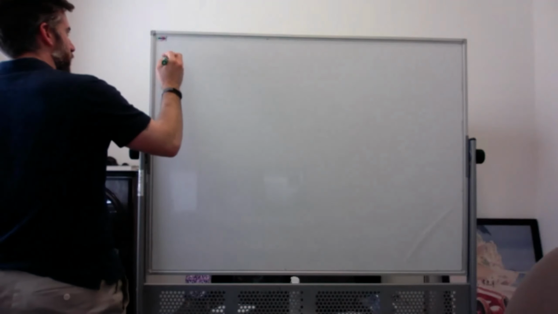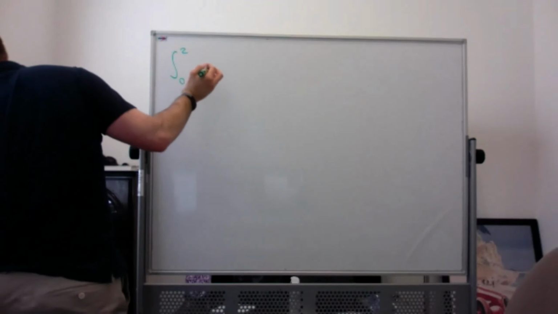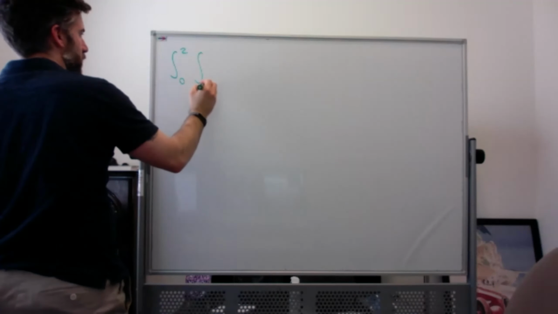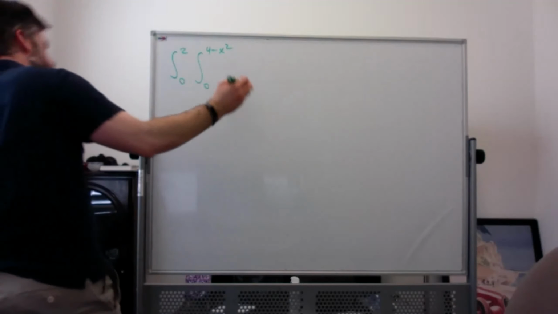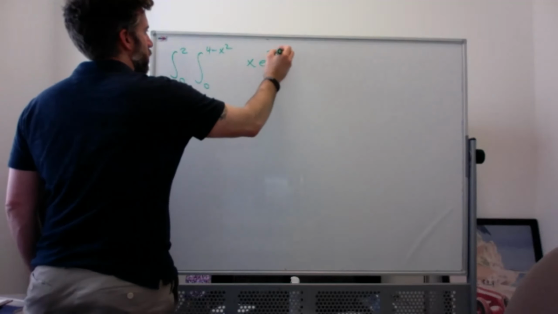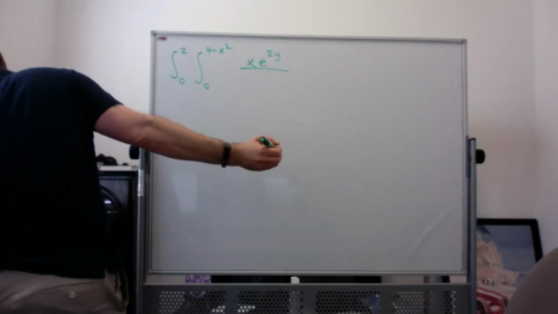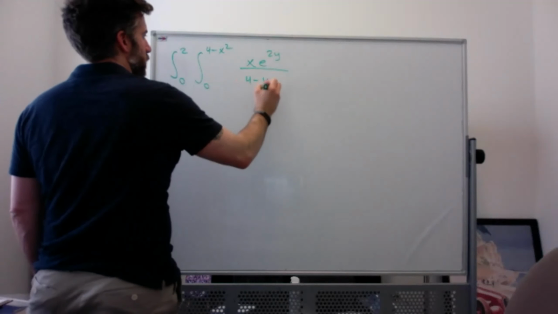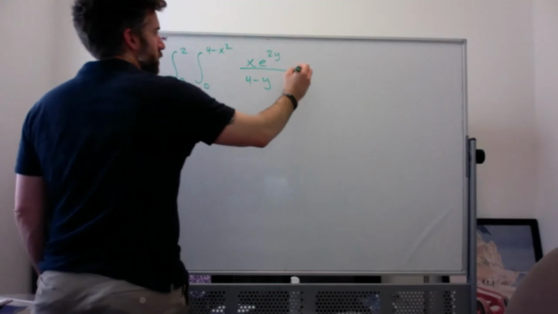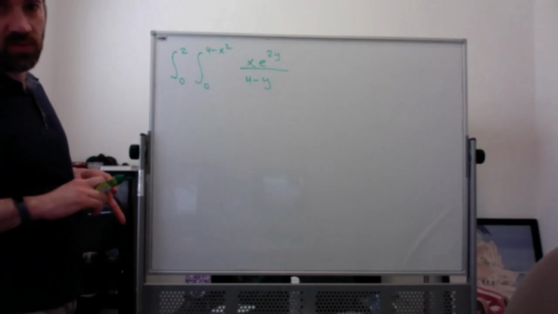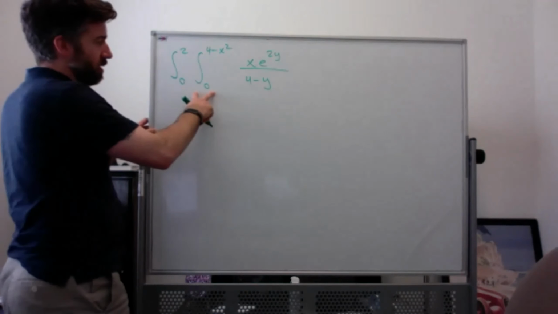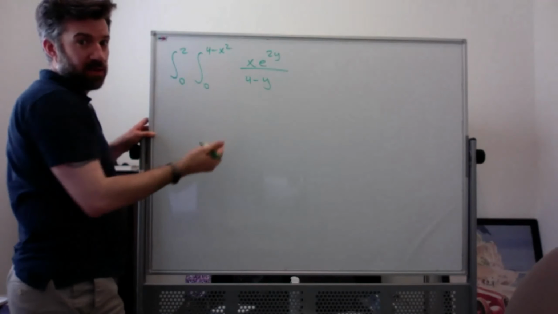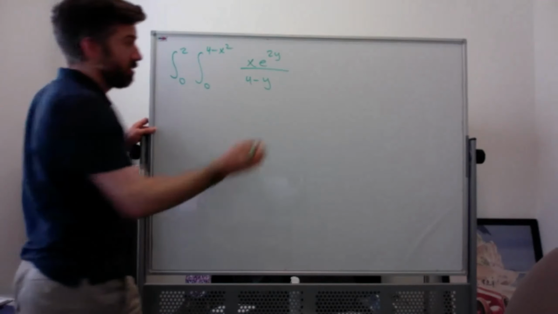Let's start off with a fun one. Let's do this integral. Integral from 0 to 2, and then from 0 to 4 minus x squared, x e to the 2y divided by 4 minus y, dy dx. By the way, before I even finish writing this integral, you should know it's dy dx, because the inner limit has the variable x, so the inner integral has to be with respect to y.